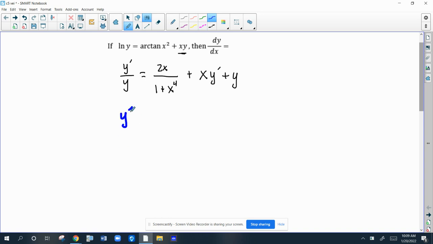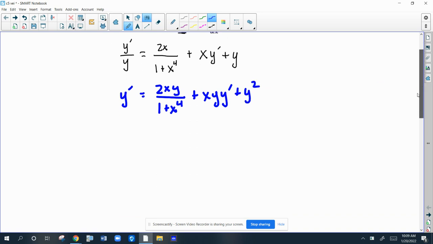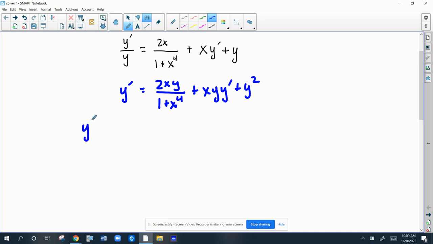So multiply that by y, multiply that by y, multiply this by y, and finally the last one by y. So now I can get all my y primes on one side, like I always do in implicit differentiation. So that's that. And then the next two steps are going to be to factor out y prime and then divide.